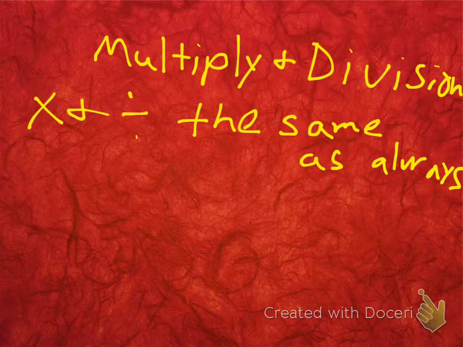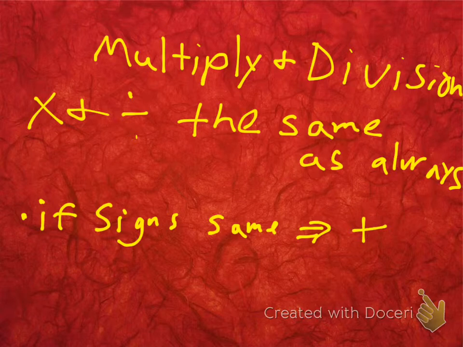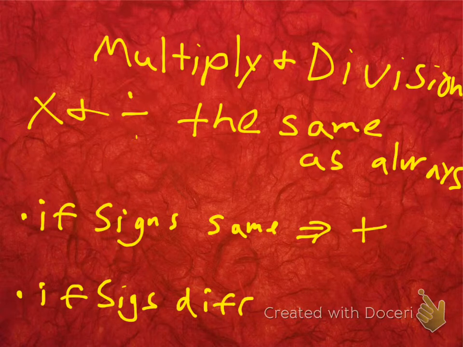All right. The way that it works with positive and negative numbers, and this is the big part of it: if the signs are the same, your answer is a positive. If your signs are the same, your answer is positive. If the signs are different, your answer is negative. That's it. Those are your rules.